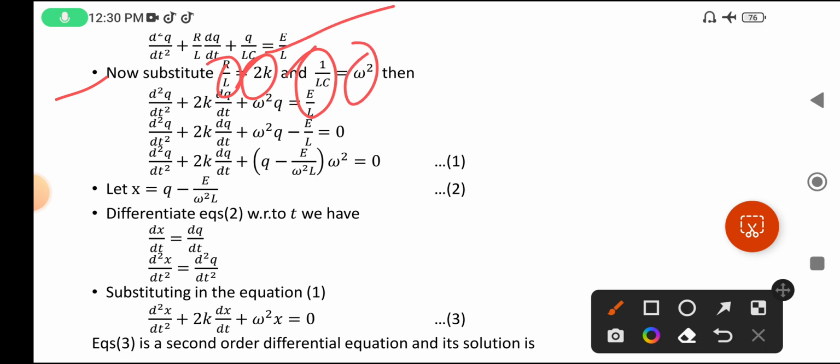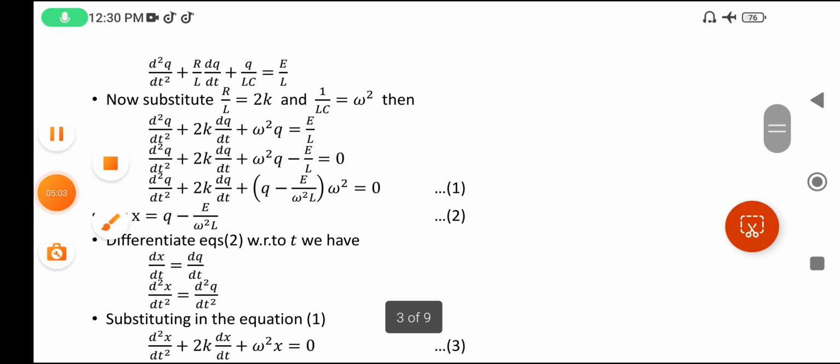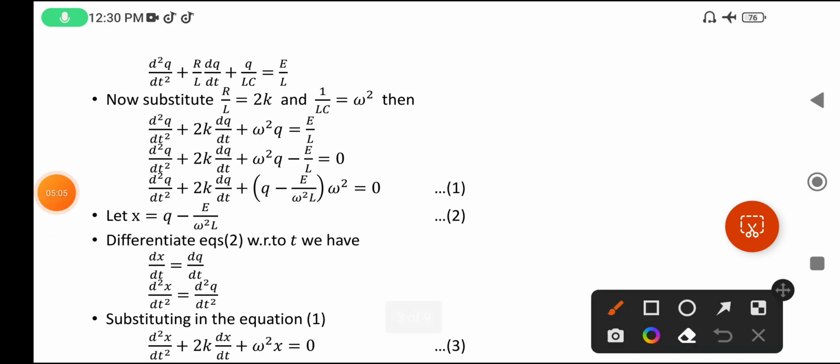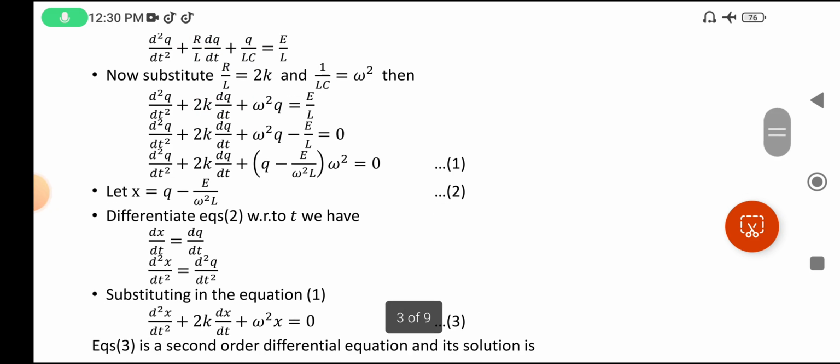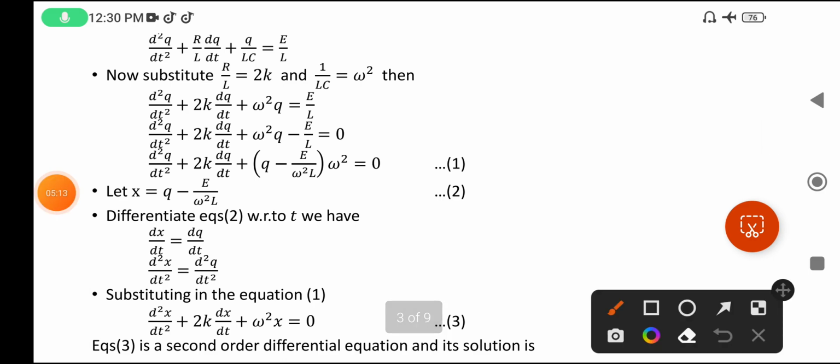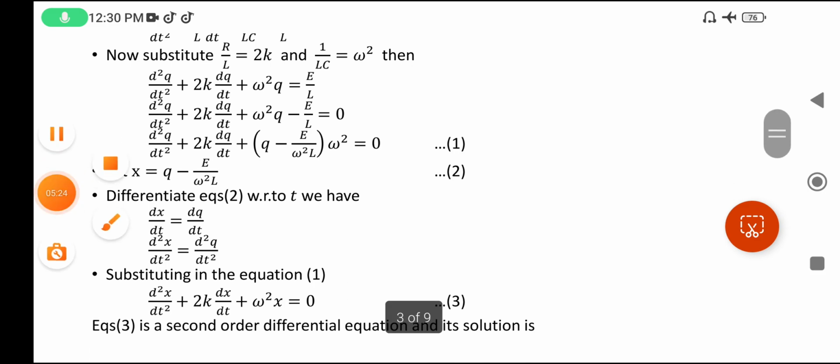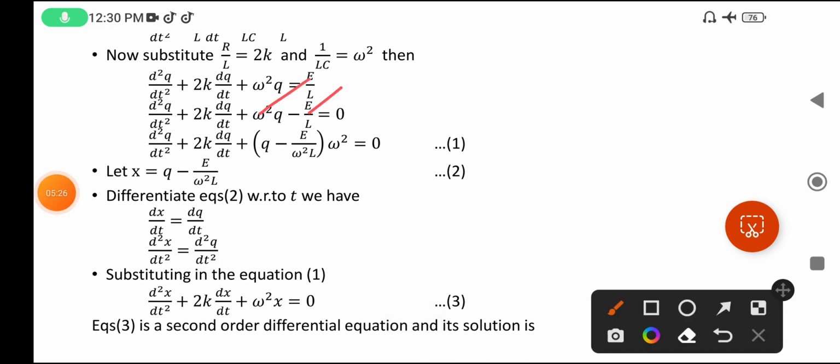So see how the above equation changes. Here in place of R by L is 2k, and in place of 1 by LC is omega square. Now bring E by L to this side. When you bring it to this side it is minus, and this side is 0. And from these two factors only, take common omega square. From this and this, take common omega square, then you get this one.